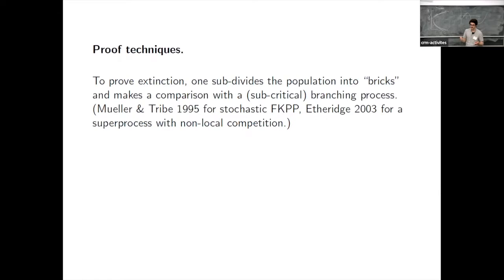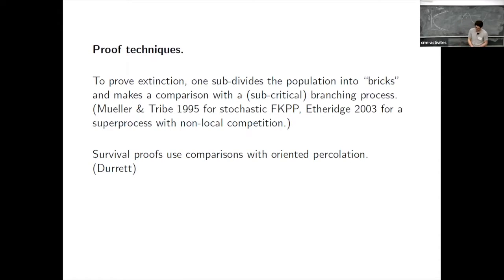And you can compare this to a subcritical branching process and show that it goes extinct. This is what Mueller and Tribe did. I think before I said they were 1994. It's one of those years. And Alison Etheridge also used this in a paper where she studied a similar, but also sort of different, model called the Bulker-Pakula model, which she realized via a superprocess. And this comparison with a subcritical branching process was present there as well.